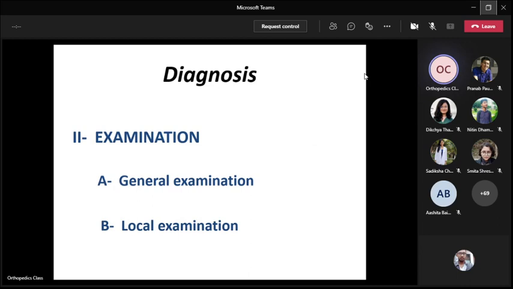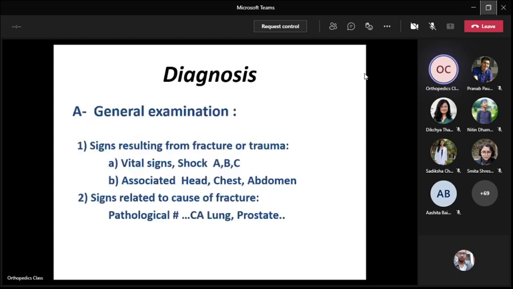So after the brief history, then comes the examination. Examination constitutes general examination and local examination. General examination is for systemic problems, and local examination is related to our orthopedic problems. In the general examination, life is first, so look for the ATLS protocol: vital signs, shock, airway, breathing and circulation have to be assessed first. If everything is stable enough, and there is no other systemic involvement like head, chest and abdomen, then you go for the local examination.